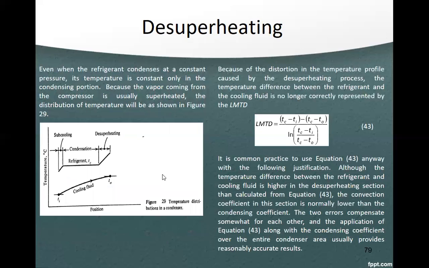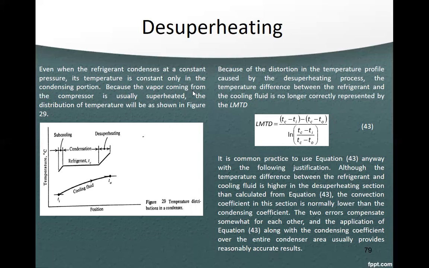The superheating. So dito, makikita niyo yan, the superheating. This is the temperature distribution in a condenser. Sa condenser, ito yung cooling fluid, yung water, normally ganyan, diba? Entering and leaving. Now, even when the refrigerant condenses at constant pressure, its temperature is constant only in the condensing portion. Constant pressure ito, pero sa temperature niya bumababa, hanggang naging saturated, tapos yung cooling naman ganun din.